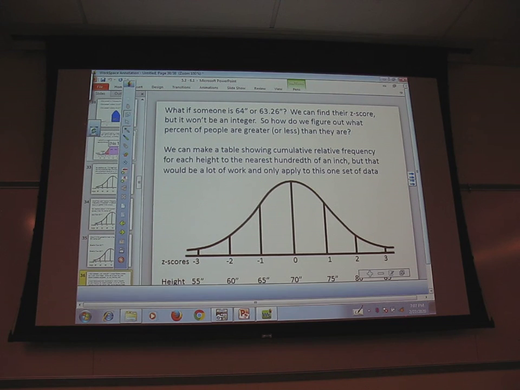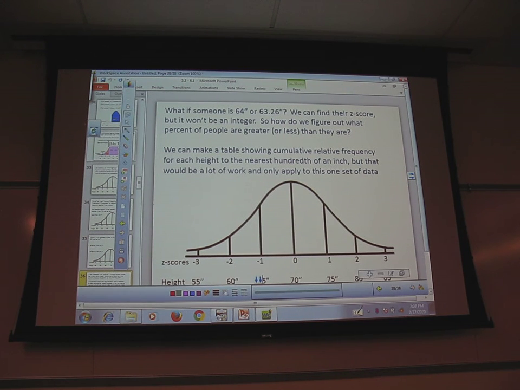Okay, so then here's the interesting thing. Mahika, go ahead and read. What if someone is 64 inches or 63.26? We can find their z-score, but it won't be an integer. So how do we figure out what percent of people are greater or less than they are? We can make a table showing cumulative relative frequency for each height to the nearest hundredth of an inch, but that would be a lot of work and only collect this one set of data.